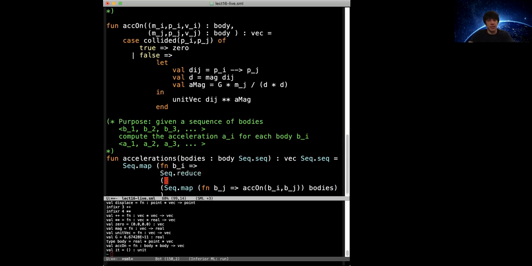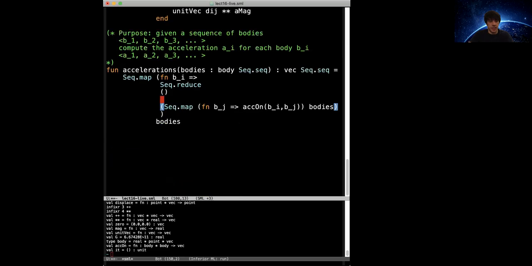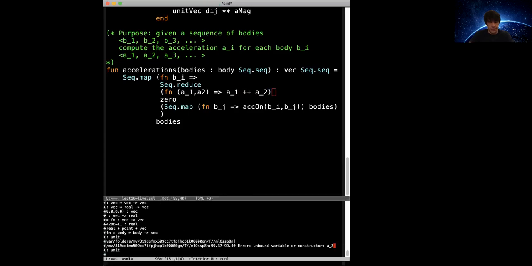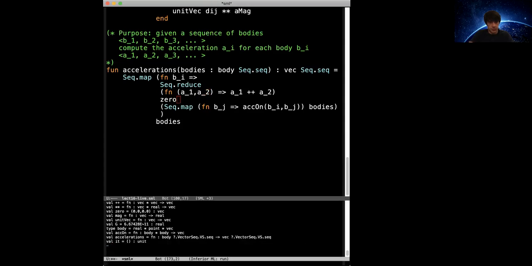I do a seq.reduce. What do I need to give reduce? I need to give it the base case, which is going to be the zero vector, and the way to combine things, the way to add things, which is going to be: if you give me acceleration a1 and acceleration a2, then I'm going to combine them by doing the vector plus of a1 plus plus a2. That is, I add the vectors there. And that's my code for accelerations.